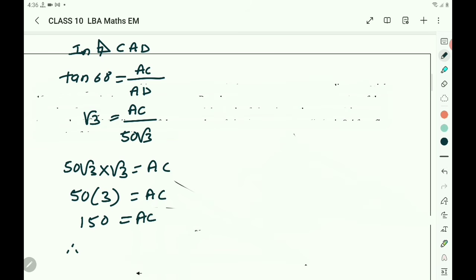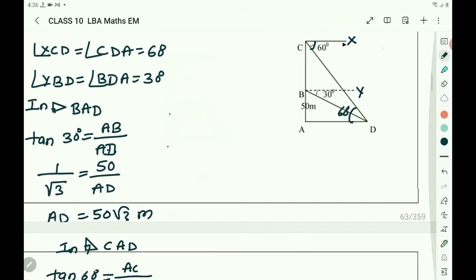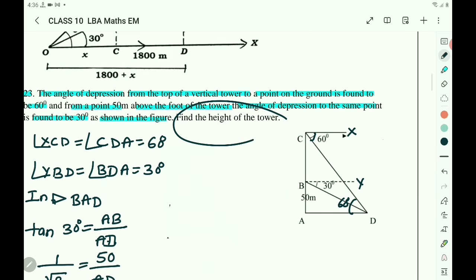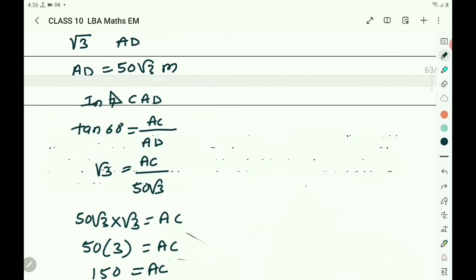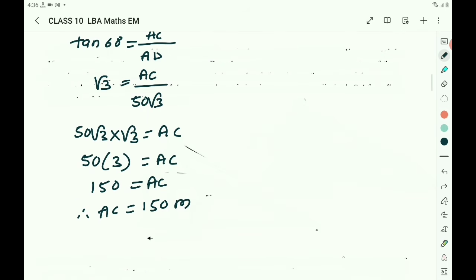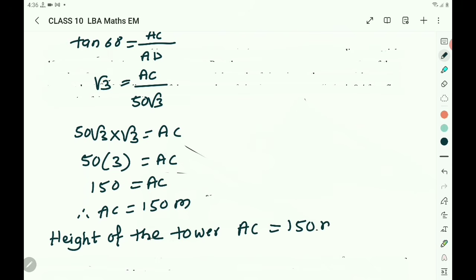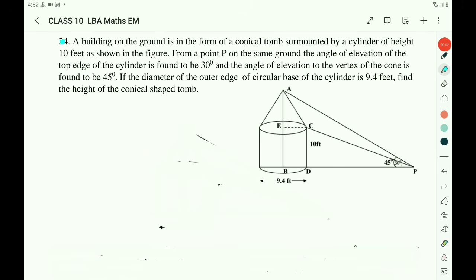Therefore, AC is equals to 150 meter. That is the height of the tower. Then you write height of the tower AC equals 150 meter.